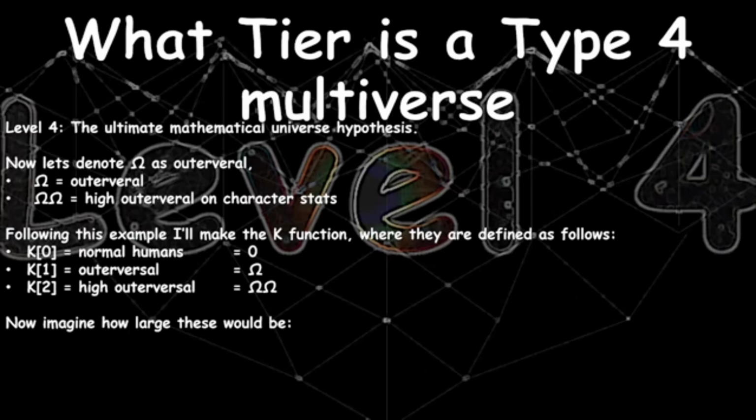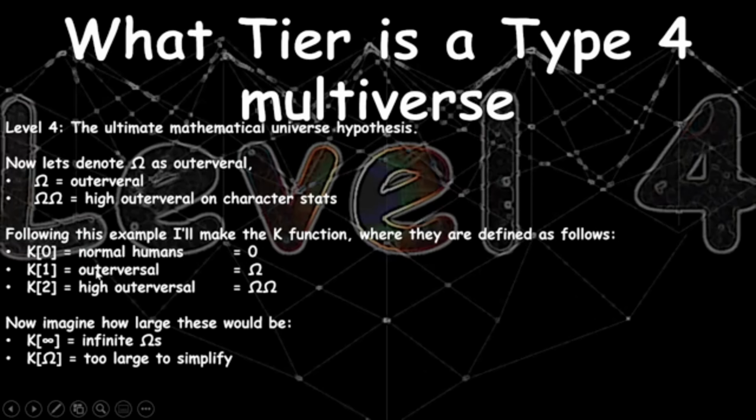Now, imagine how large these would be. K of infinity would have the infinite omegas we mentioned earlier. We can also have K of capital omega. So instead of having an infinite number of them, we would go back to what omega is, and that's altiversal. We would have an altiversal number of omegas.